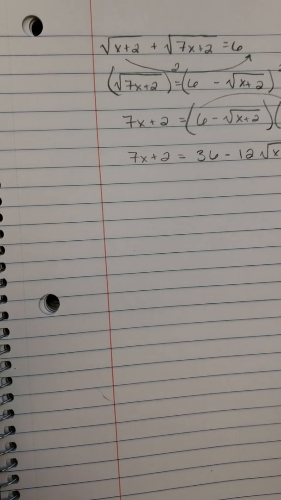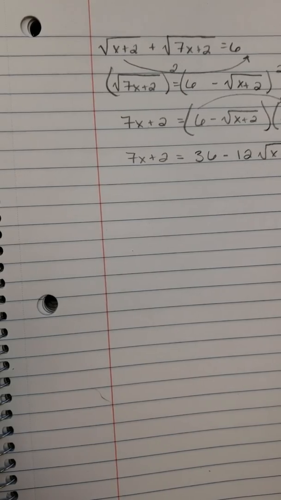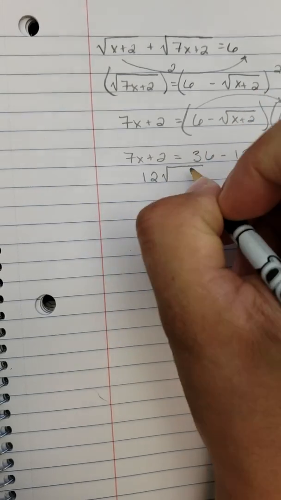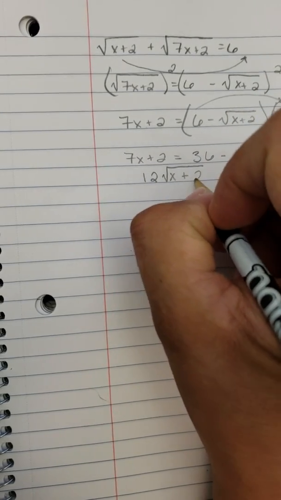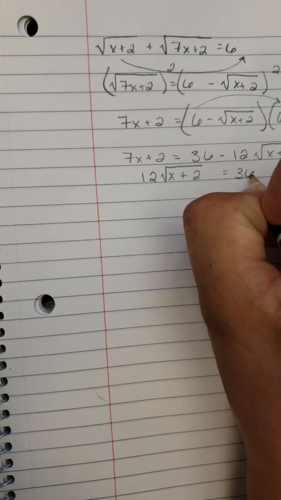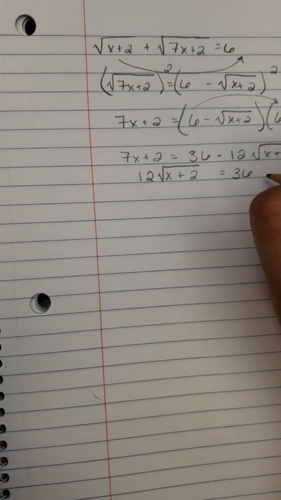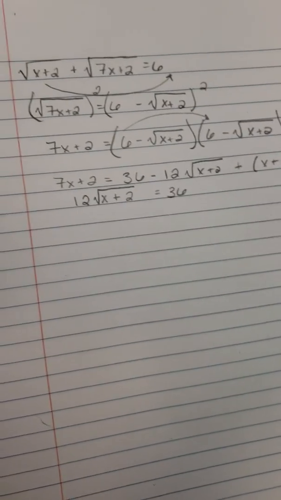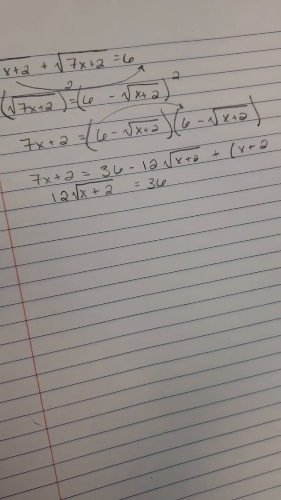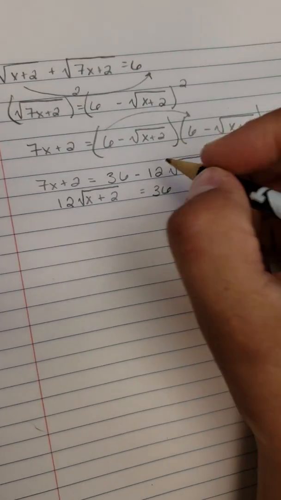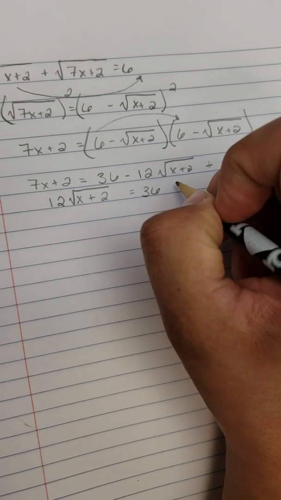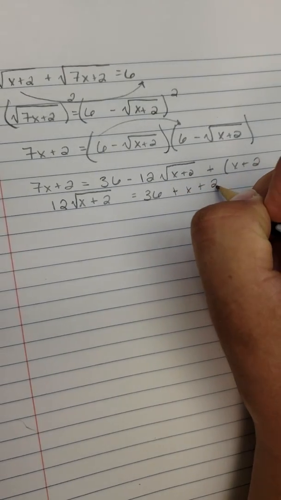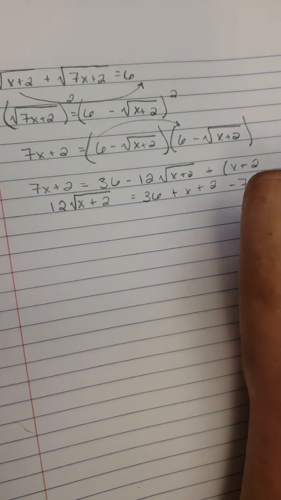And then we'll isolate the term with the radical on the left side. So that's going to give us, just kind of moving some things around, it's pretty simple, adding and subtracting. But that leaves us with 12 times the square root of x plus 2. Oh, sorry, I kind of left out my work there. There we go. Hopefully you can see a little better now. Equals 36 plus x plus 2 minus 7x minus 2.